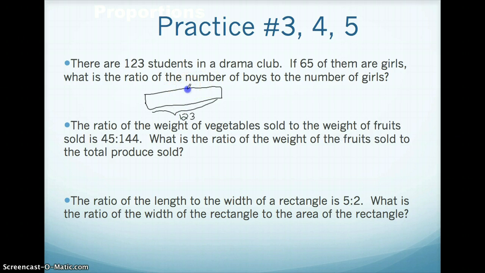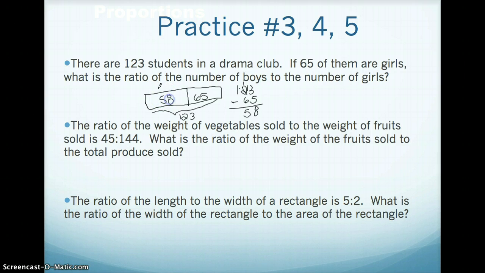and 65 of them are girls, we can do some simple subtraction to find out how many boys there are. So make sure you are borrowing correctly. This is, we need to borrow. This turns into 13. 13 minus 5 is 8. And 11 minus 6 is 5. And so there are 58.